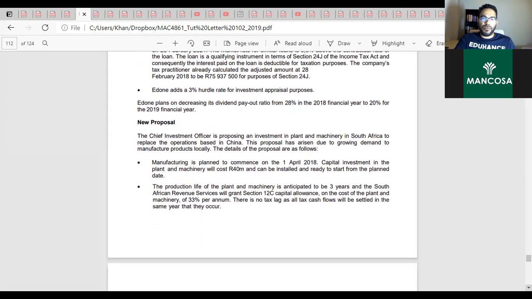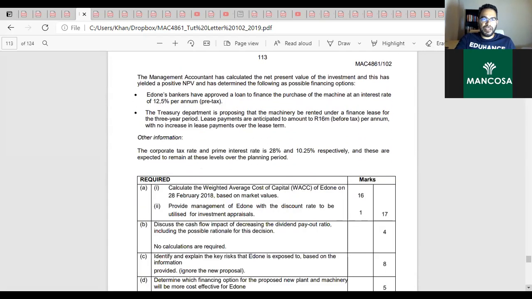So you're not going to need your new proposal, that is for capital budgeting. Other information, the corporate tax rate and the prime interest rate is 28% and 10.25% respectively. And these are expected to remain at these levels over the planning period. Okay, so point one.